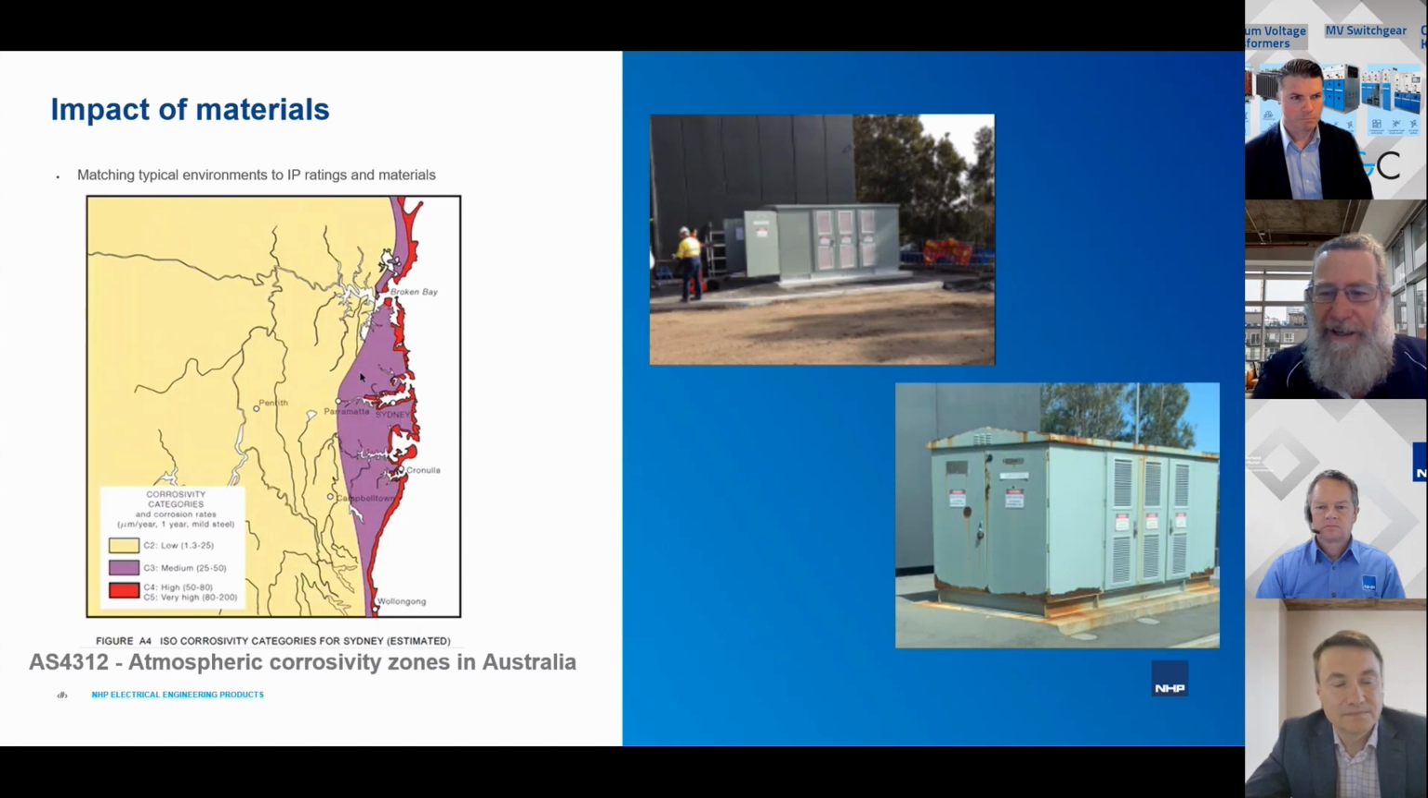Thank you, Dimitri. As they say, a picture speaks a thousand words. The picture at the top was the photograph of the kiosk as it was installed. And the photo down the bottom is what happens when the enclosure and the paint prep and everything else isn't suitable for the corrosion class for where it's being installed.